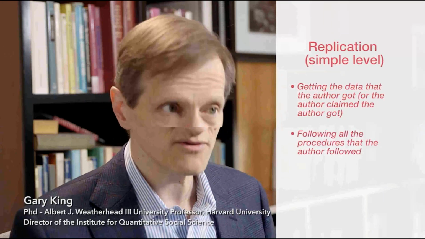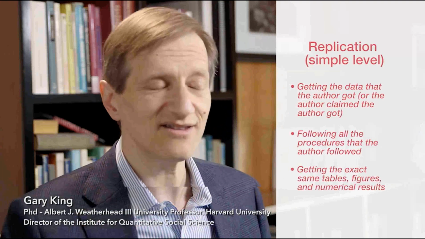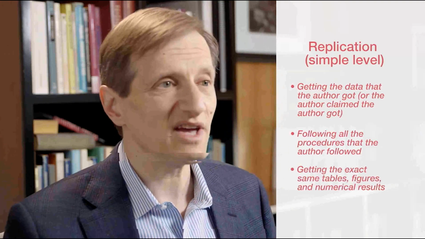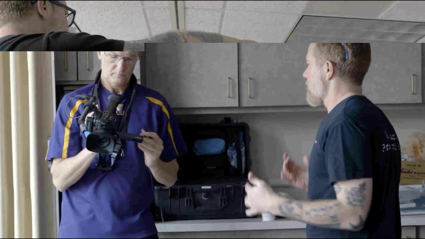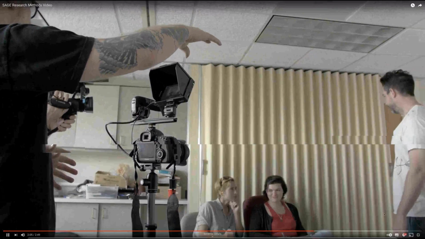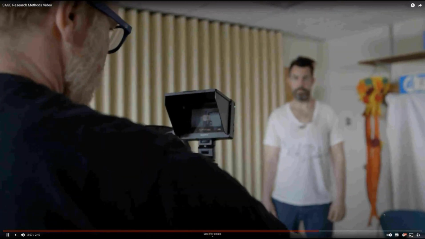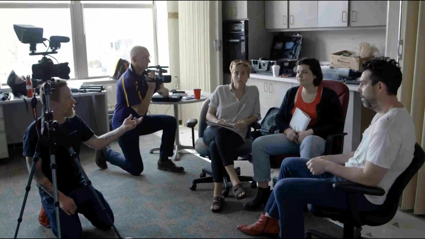Replication at this first level involves getting the data that the author got, following all the procedures that the author followed, and getting exactly the same tables and figures and numerical results. As soon as you start theorizing about what I'm doing, you stop observing what I'm doing.